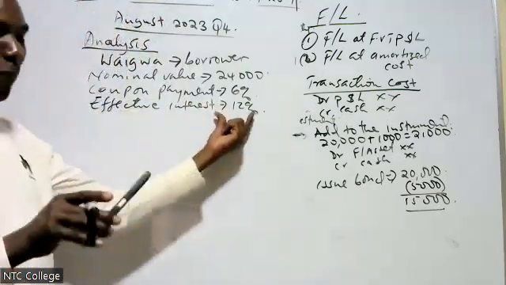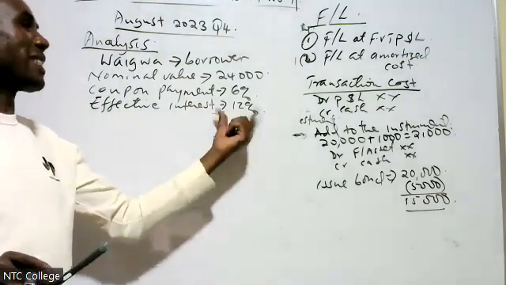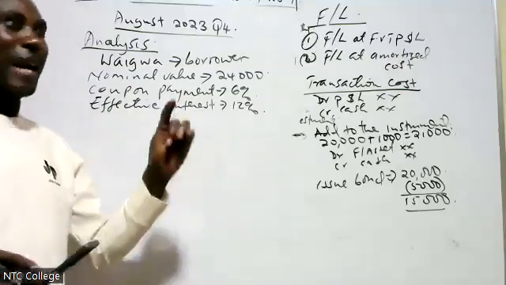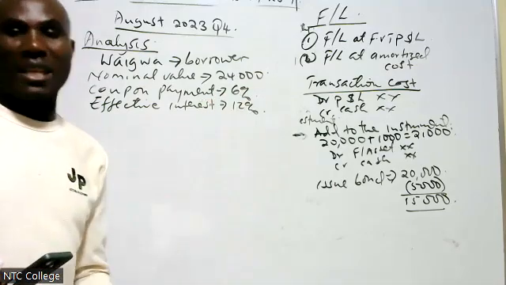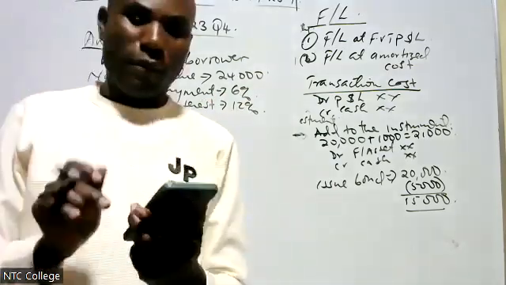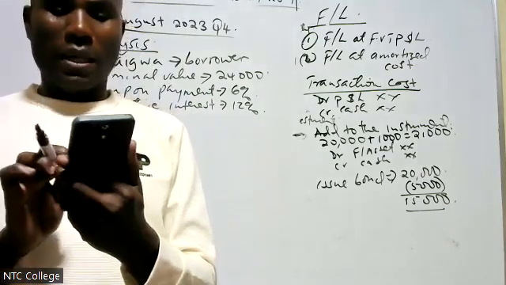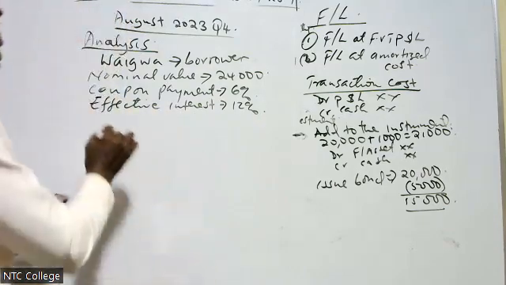Although we are charging 12%, that's the market rate of interest, I will not just sit until the last year before I receive anything. You will be giving me 6% of the nominal value. Therefore, that is the difference between the coupon payment and the effective interest rate. Then we have the discount.